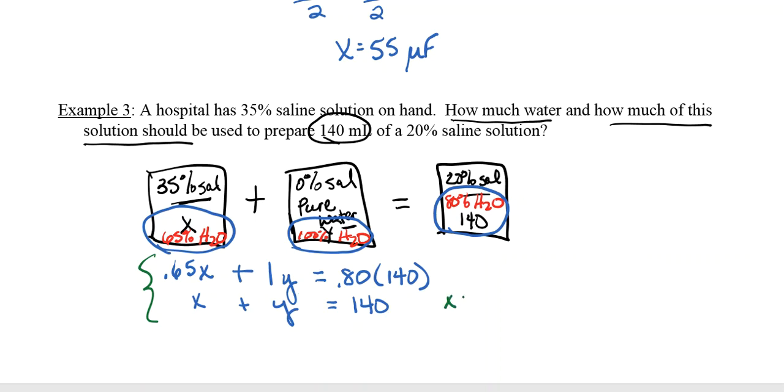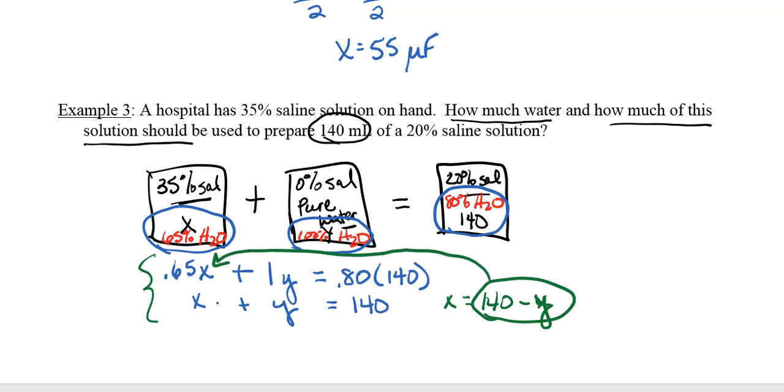So I'm going to get x by itself. So this is 140 minus x. Sorry, minus y, because I would minus y from both sides. So now I'm going to substitute this in for my x. So I have 0.65 times 140 minus y plus y equals whatever 0.8 times 140 is.